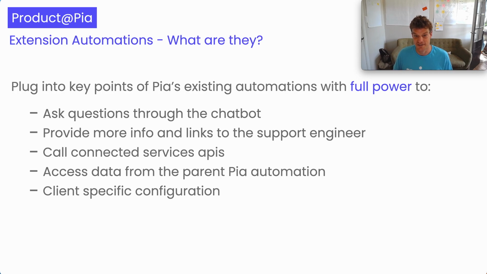What you can do with extension automations is it allows an automation engineer to plug into key points of existing Pia automations and gives that automation engineer the full power to use the chatbot to ask questions of the support engineer and get information, to provide information to the support engineer in terms of messages and links, the ability to call a connected service or an API, and they have full access to the data from the parent Pia automation so that they can use that within this extension. And it gives the partner the ability to execute different things on a client-specific basis.